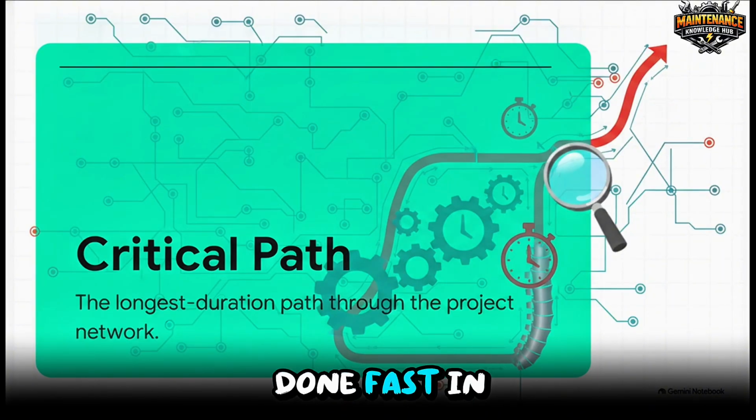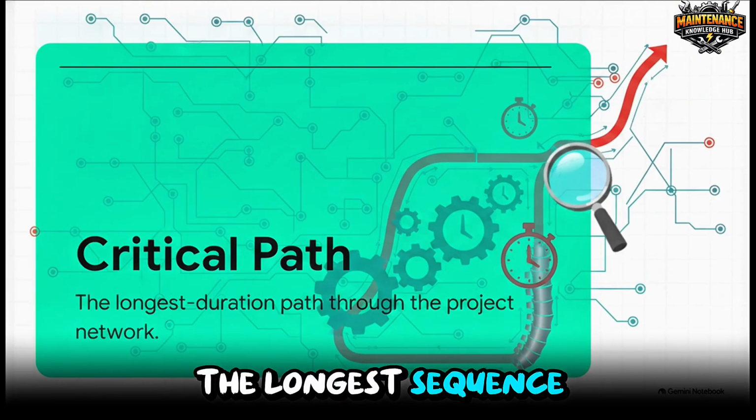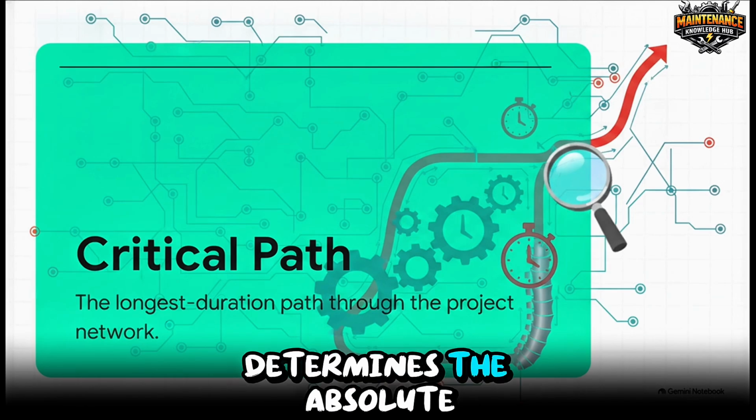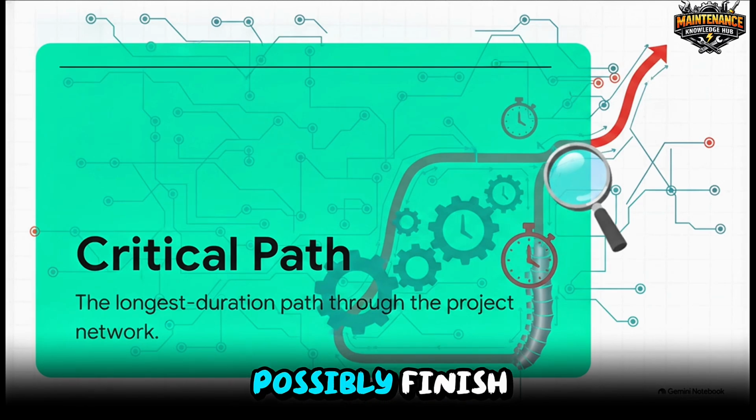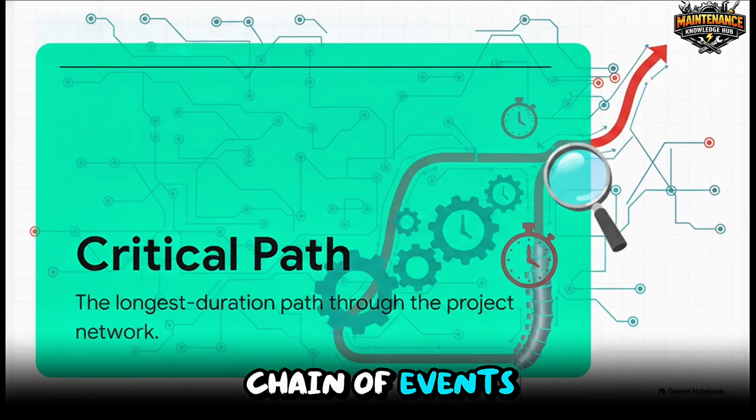When we want to get things done fast in our daily lives, we usually look for the absolute shortest route, right? But in project management, the longest sequence of dependent tasks is what determines the absolute earliest date your project can possibly finish. You literally cannot be completely done until this longest chain of events is completely done. It essentially acts as the inflexible spine of your entire project schedule.